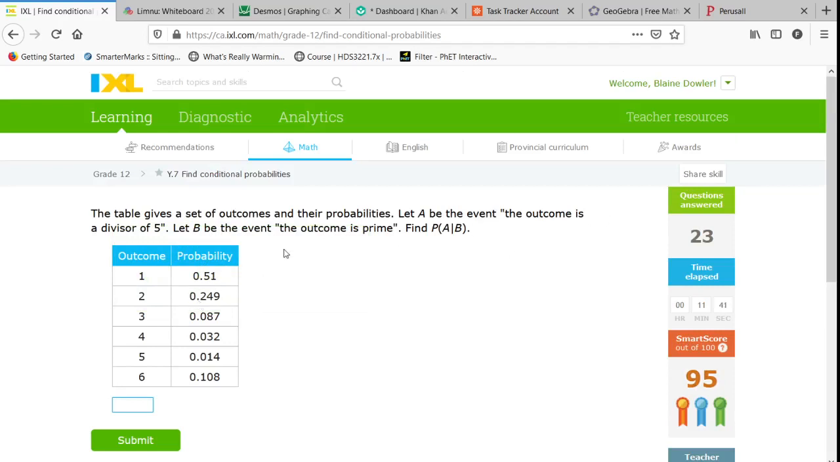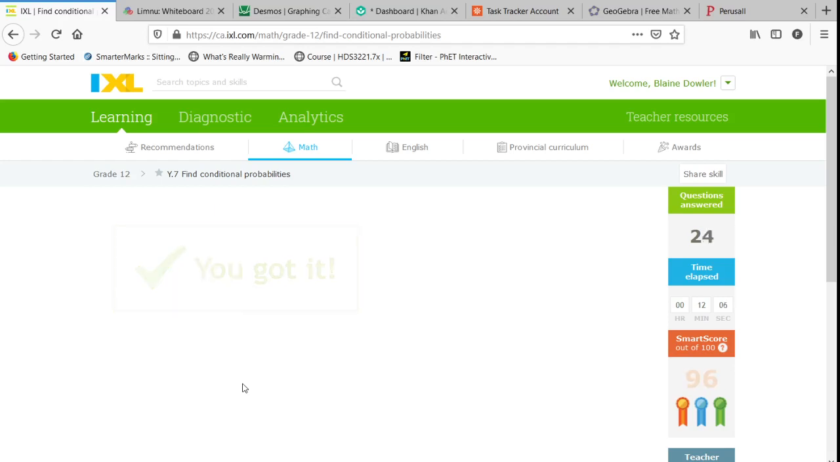So now, outcome is a divisor of 5. That's either 1 or 5. And the outcome is prime, 2, 3, and 5. So the only point that satisfies both A and B is 5. So our numerator is 0.014. And our denominator is 0.249 plus 0.087 plus 0.014, which is 0.04.